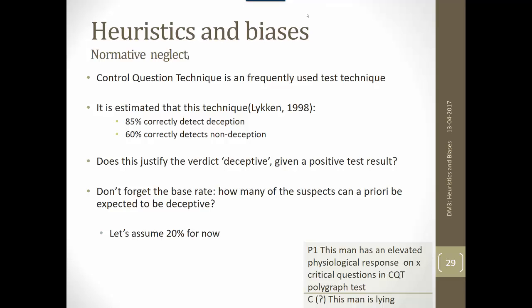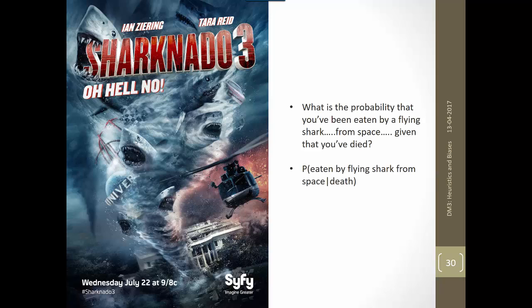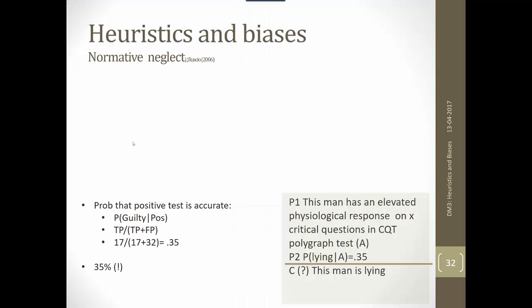So they tend to use this 85% as an estimation of the chance that somebody who tests positive will be guilty. But it's the inverse of this probability. And you should have the Sharknado hunch by now, that you know that you can't reverse the probabilities in that way. So the chance of A given B is not the same as the chance of B given A. And you should know that by now intuitively, given those examples that we use.